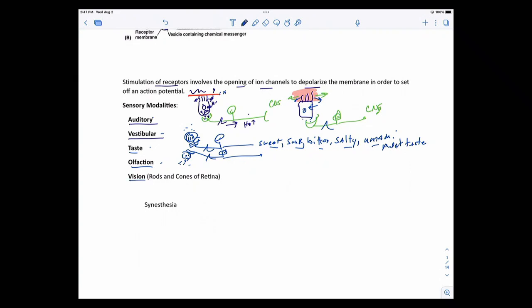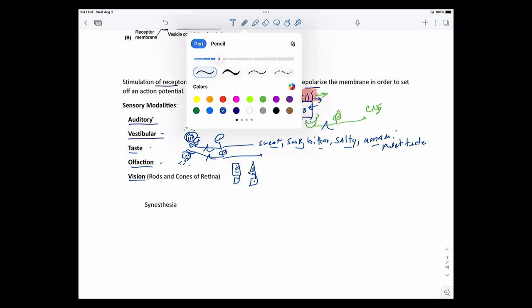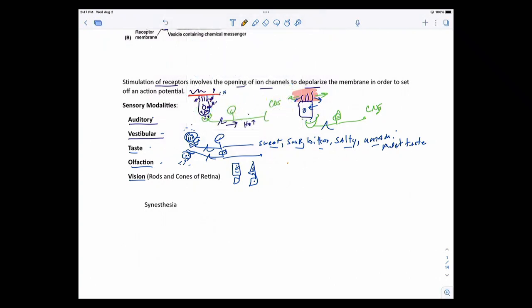For vision, I think you have a basic understanding of that. You've got rods and cones. So I'm just going to draw that like that. That's going to be a rod, and then a cone is going to be cone-like. Okay, you have that. And then you have photons that are coming in and binding there.